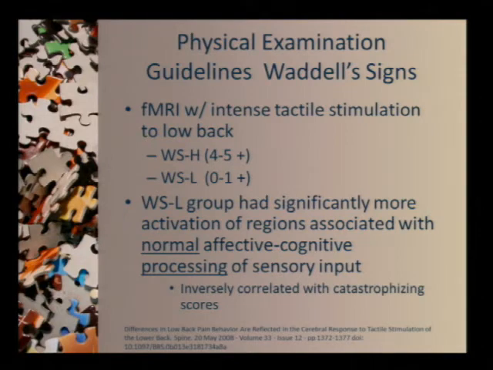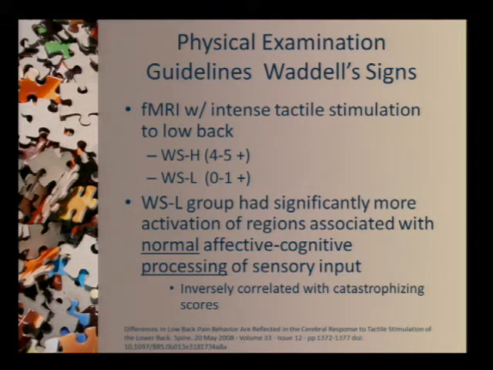One of the more recent studies I thought was really interesting. This study took patients and put them into several groups, but they put two through an MRI scanner. One group scored very high on Waddell signs, so they had 4 or 5 positive signs out of 5 possible. The other group had low scores, either 0 to 1 out of 5 possible Waddell signs.